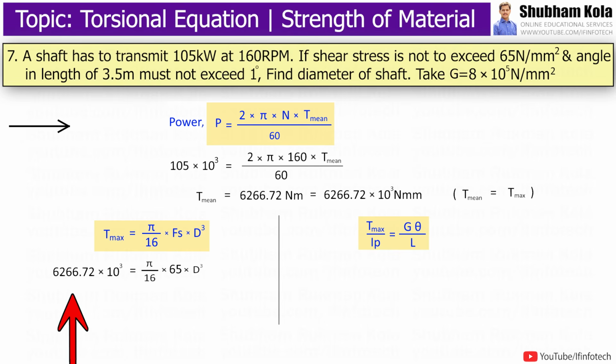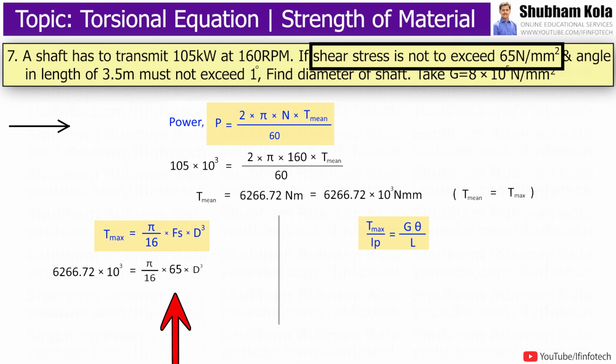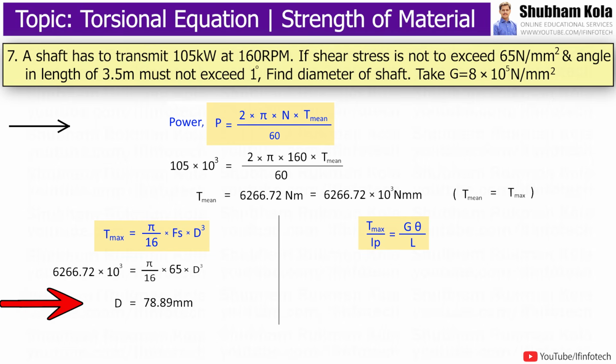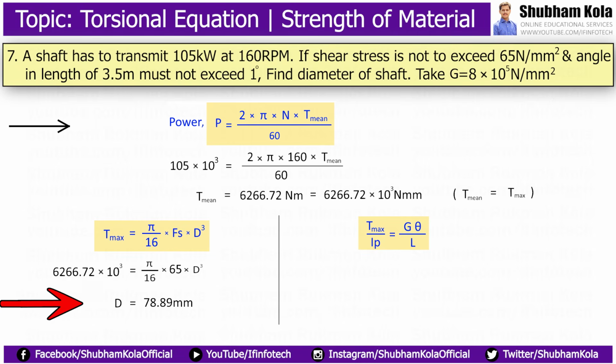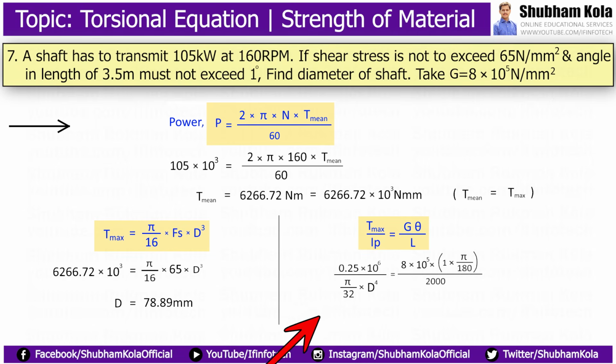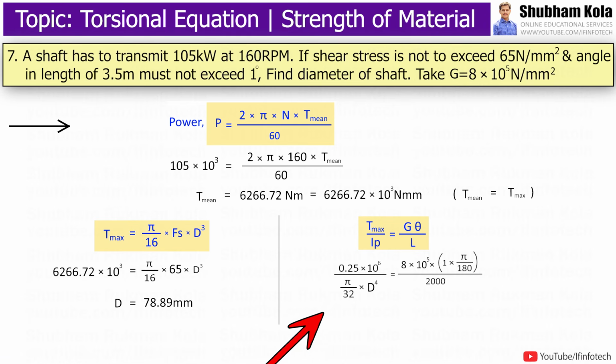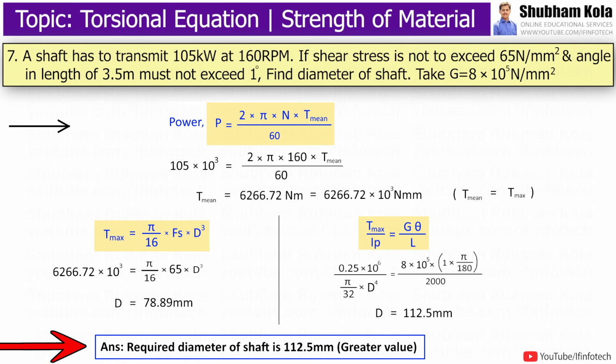Here in the problem, the relation between Tmax and Tmean is not given, hence assume Tmax is equal to Tmean, and permissible shear stress is 65. Therefore in the first case, the diameter we got as 78.89 mm. For the second case, the equation is Tmax upon Ip is equal to G theta upon L. So put the values, and from the second equation, the diameter of the shaft we got as 112.5 mm. Therefore the required diameter satisfying the given condition is 112.5 mm, that is the greater value.